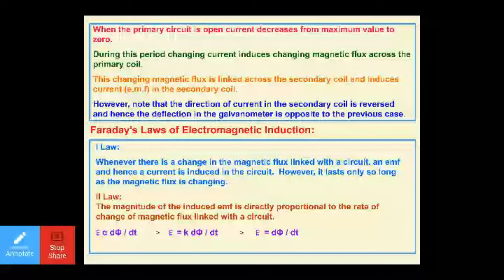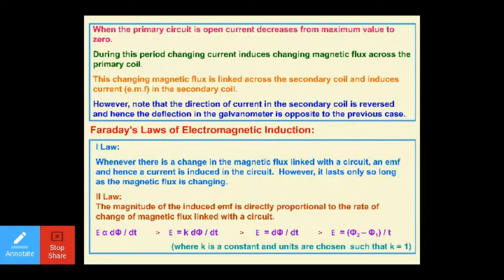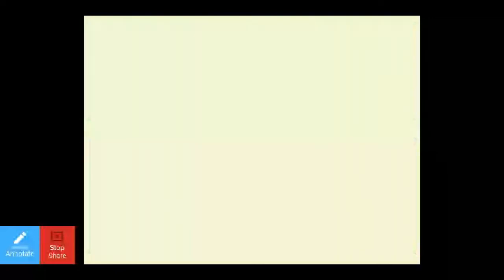Furthermore, what they'll be writing here is E is proportional to d phi by dt. Removing the proportionality symbol, you will have to add here k. E is equal to k d phi by dt. Once we take k is equal to 1, then you can write here E is equal to d phi by dt, which further you can write as phi 2 minus phi 1 divided by t. Let us move on to the next thing, my dear students.